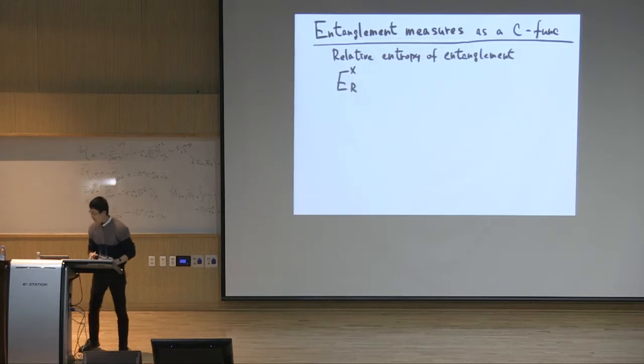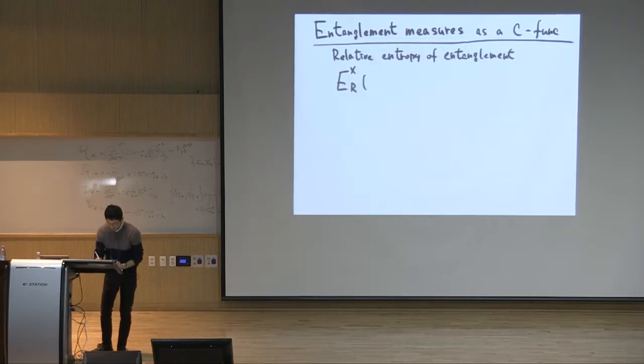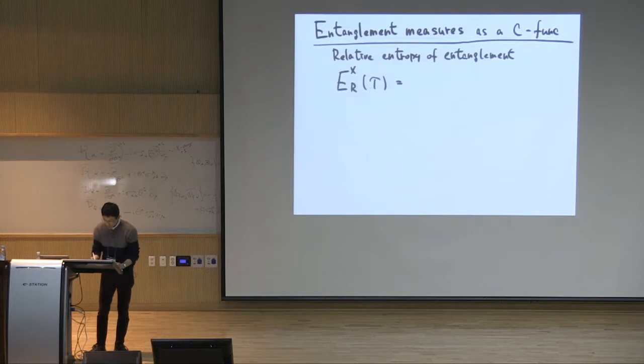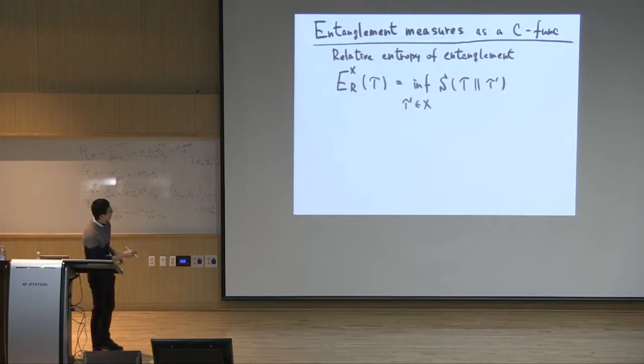So basically, now we are dealing with theories, so instead of a density matrix, we have some theory as an argument. And the relative entropy of entanglement is defined as a distance, namely the relative entropy between two states: T and some separable state T prime, denoted by X. By assumption, I assume that separable states are given by the Trivial theory.